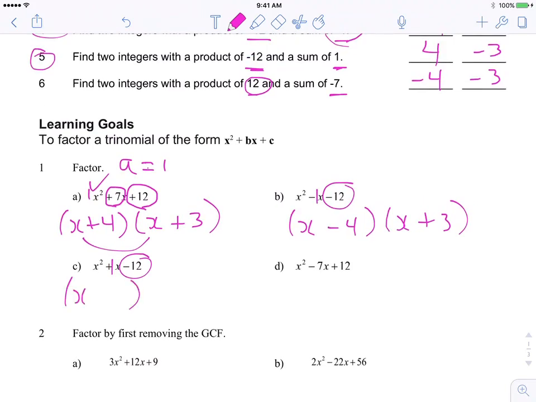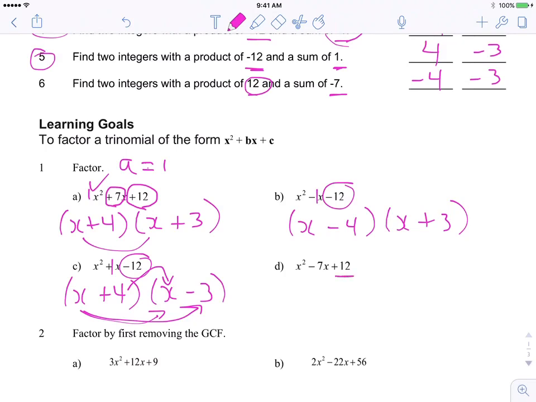So x times x will get me my x squared. And in the next calculation, I need to have a positive 4 and a negative 3. The positive 4 times the negative 3 will end up being negative 12, and the middle term will be a positive 1, because when I multiply x times negative 3, I will get negative 3x. And when I multiply 4 times the x, I'll get positive 4x. And of course, negative 3x plus 4x will end up being positive 1x.